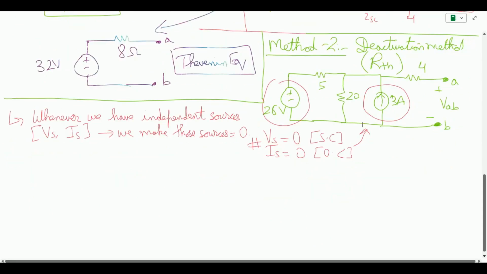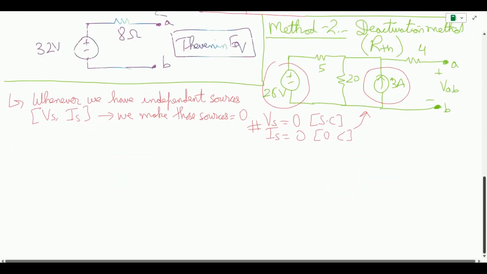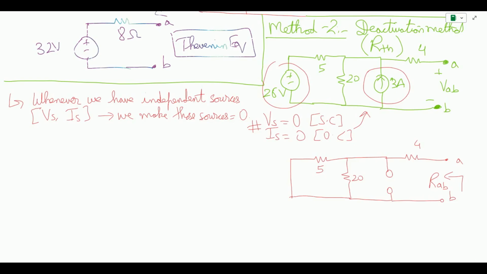So how can we redraw this circuit by deactivating the sources? If I want to find R Thevenin, the new circuit will have the voltage source deactivated. I am left with 5 ohm, 20 ohm. Then the current source becomes an open circuit because we want to make it zero. Then I am left with 4 ohm, and this is the terminal A and B. Now let us find the resistance seen from the terminal AB. It becomes very prominent that it is just an equivalent resistance problem where resistors are connected in series and parallel.